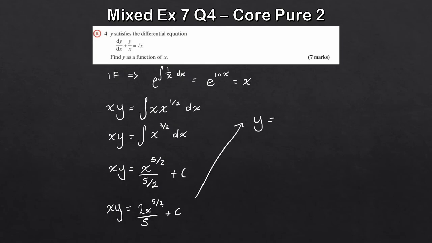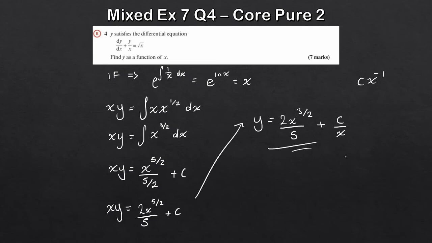Dividing through by x here, that'd be x on the denominator, but that'd be x to the 1. And remember the rules for indices, we subtract the powers, so that'd be 5 over 2 minus 2 over 2. So I'm going to get 2x to the 3 over 2 divided by 5, plus c over x there. Or you could write that as c times x to the minus 1. Both are absolutely fine, so whichever you prefer. And that's it, we've found y as a function of x for that one.